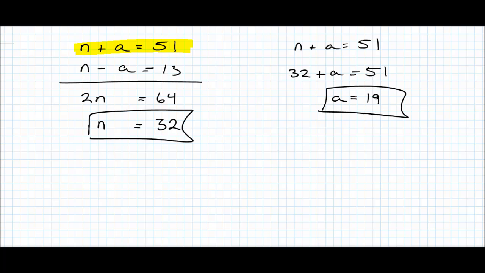So there's your solution set: a equals 19 and n equals 32. And again, I picked n for the number and a for the other number. So you can use any variable you want. That's not that important. Okay, number 7.